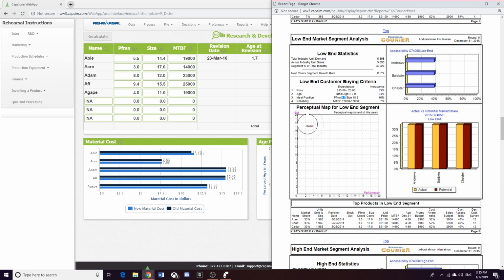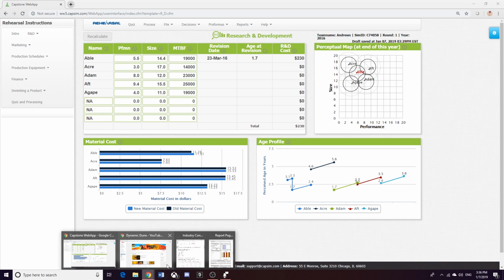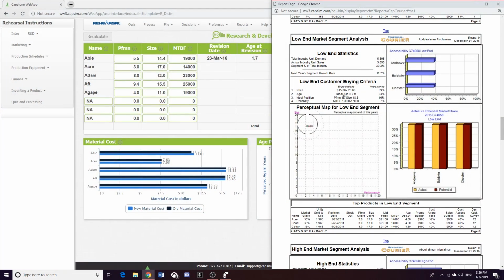However, that doesn't mean that you go and position your product way further than what customers want, because you need to be within this circle. So you look at the perceptual map and you say, okay, I need to be inside of this circle here. This is the low end segment circle. You need to be inside of this circle to have sales. If you are outside of the circle, you're not gonna have any sales. So right now you are inside of the circle, and you probably can stay there for like 3-4 rounds without moving, and you're still in the circle. So that means we're not going to move performance.